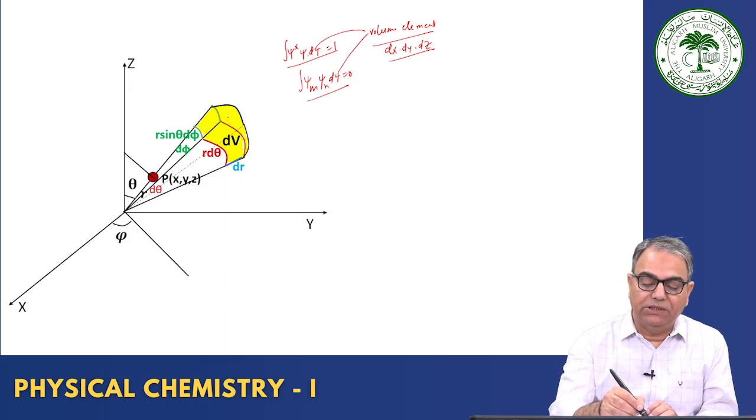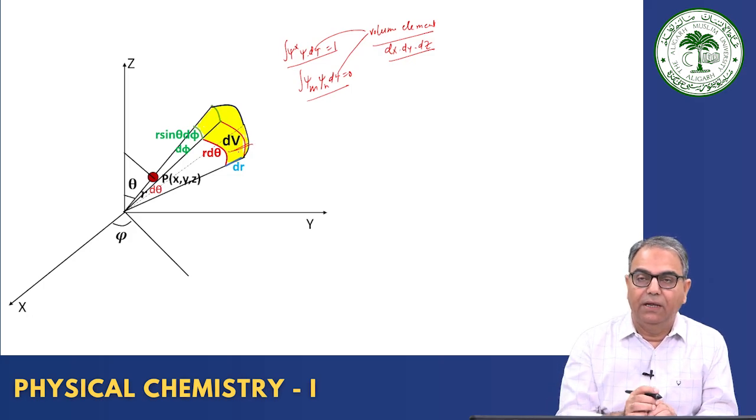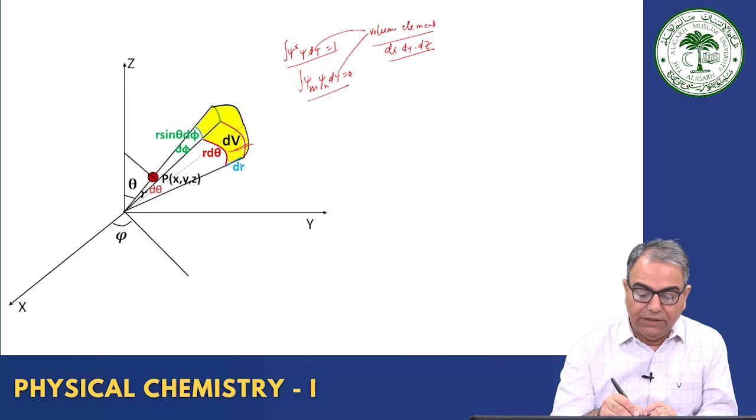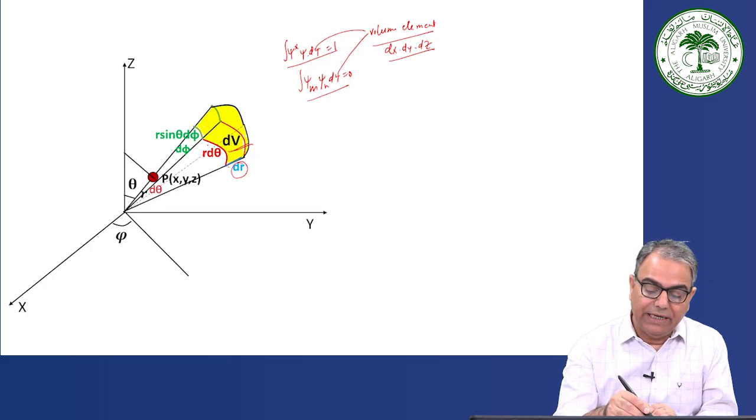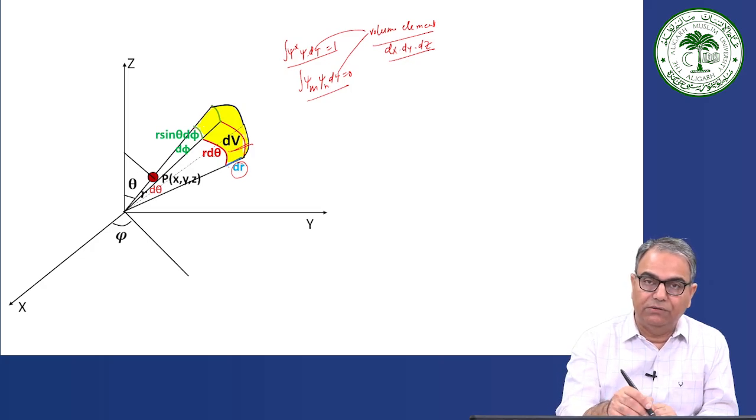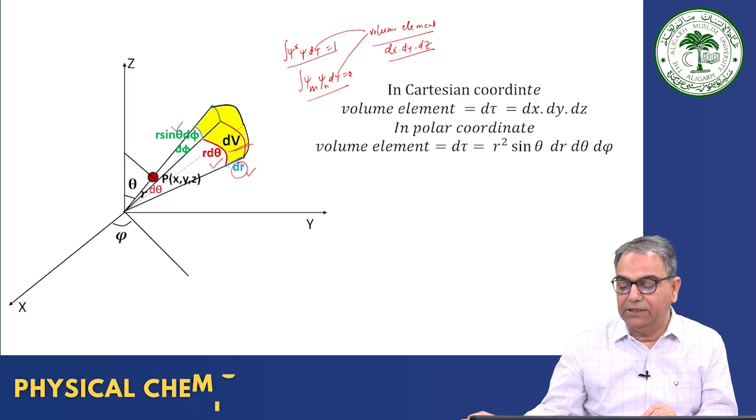So the volume element is shown as the yellow region. This is your dV volume element. Here dr is a small part of the r coordinate. Then this red line is r d theta and this green line is r sin theta d phi. So if you multiply these three dimensions, one is dr, another is r d theta, and the third one is r sin theta d phi, then you get r square sin theta dr d theta d phi.